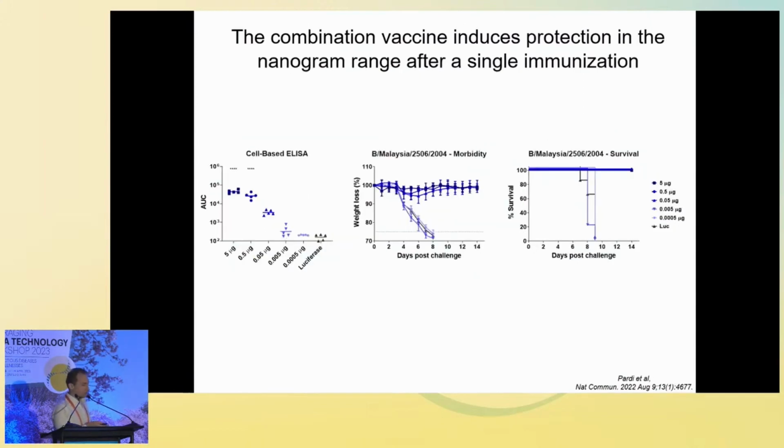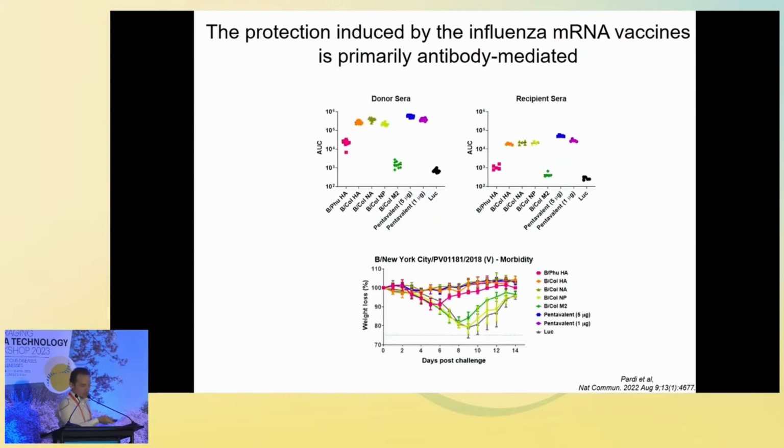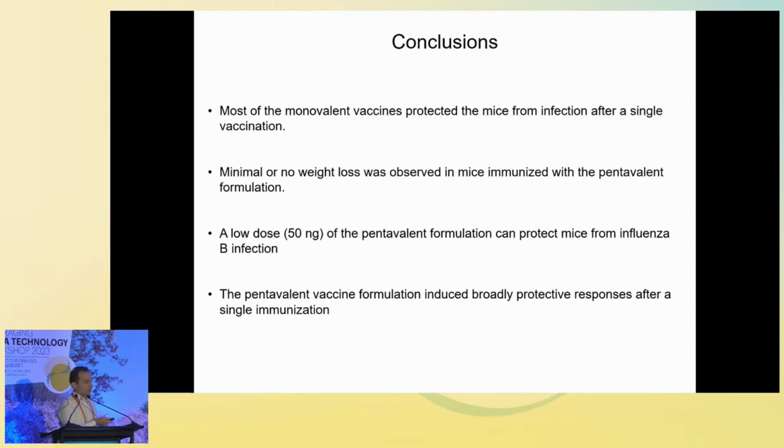Again, single immunization. In the dose de-escalation study, we obtained similar results compared to the group 1 studies. As little as 50 nanogram combination vaccine induced protection from infection after administration of a single vaccine dose. And similarly, again, to the group 1 studies, the protection was primarily mediated by antibodies, and again, not surprisingly, primarily by anti-HA and anti-NA antibodies. So those antibodies that could neutralize the virus.